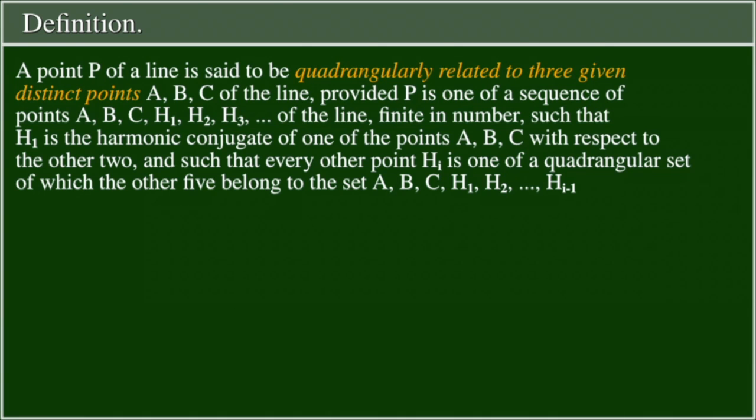Definition: a point P of a line is said to be quadrangularly related to three given distinct points A, B, C of the line, provided P is one of a sequence of points A, B, C, H1, H2, H3, ... of the line, finite in number, such that H1 is the harmonic conjugate of one of the points A, B, C with respect to the other two, and such that every other point H sub i is one of a quadrangular set of which the other five belong to the set A, B, C, H1, H2, ..., H sub i minus 1.